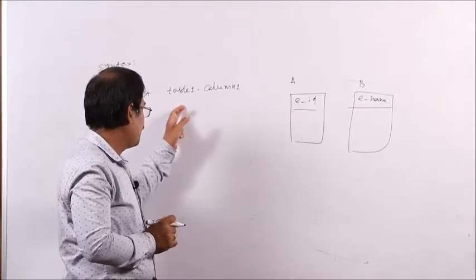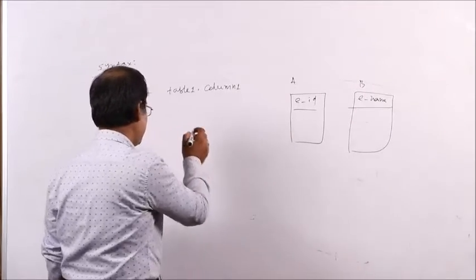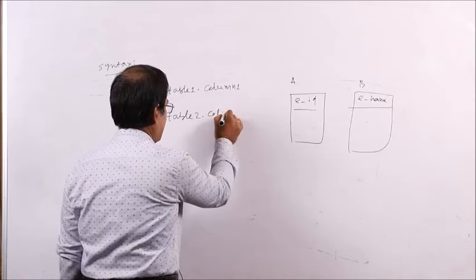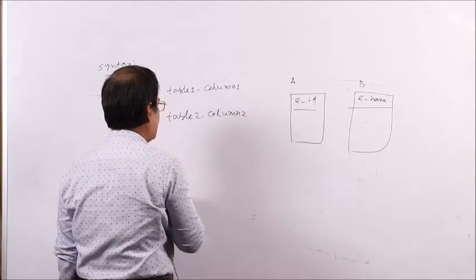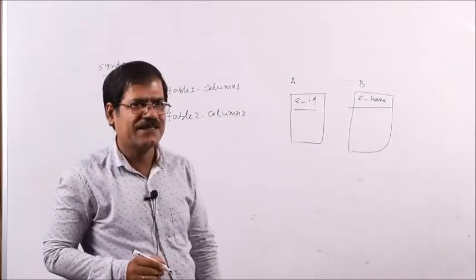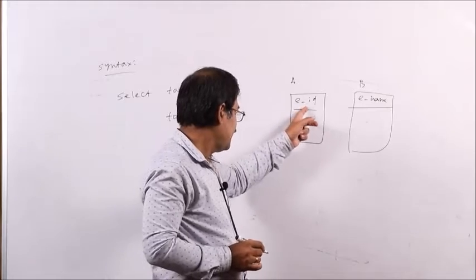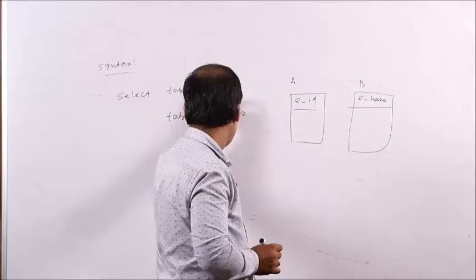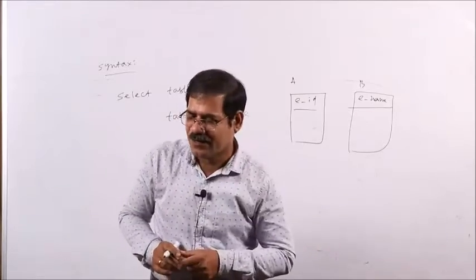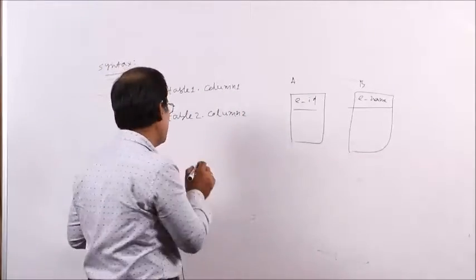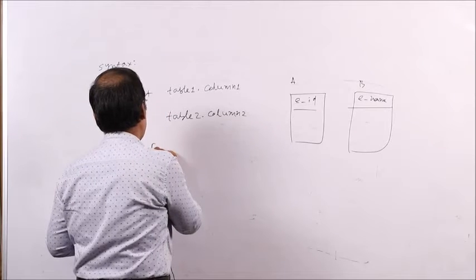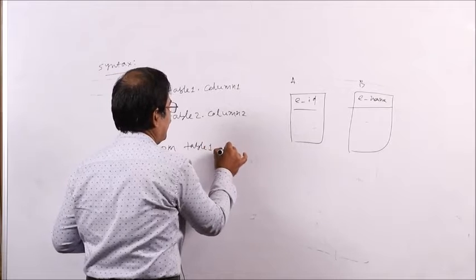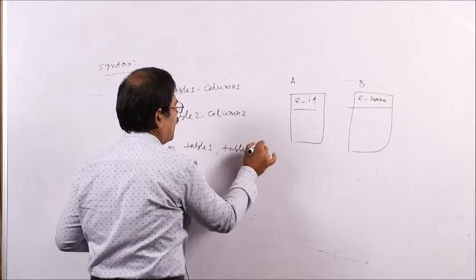So, select table 1 dot column 1, table 2 dot column 2, that means I want, so EID of which table? That is A table, and ename is your column 2 from table 2. So, you write the table name again, that is from table 1 comma table 2.